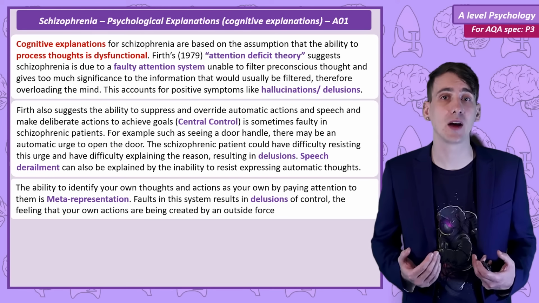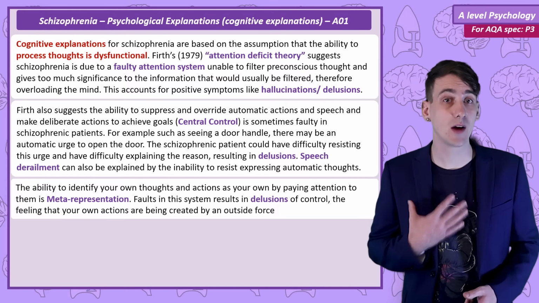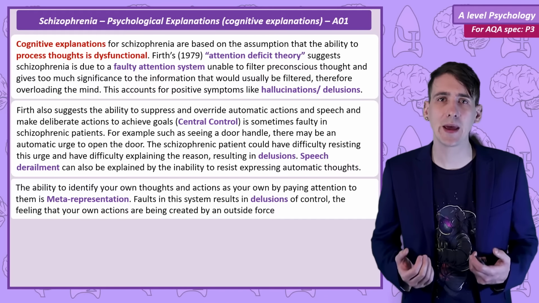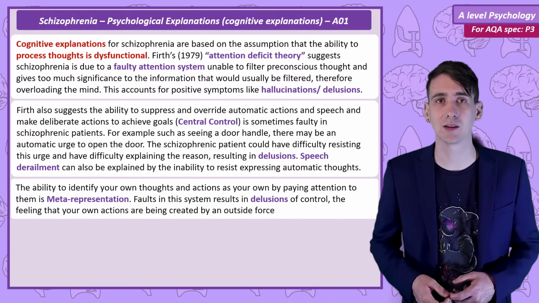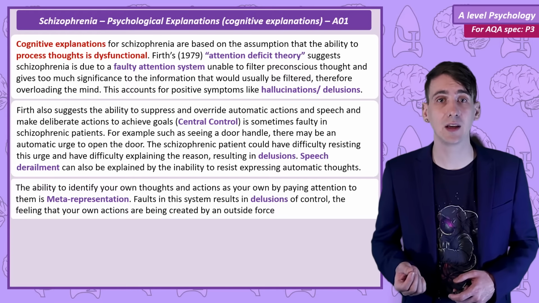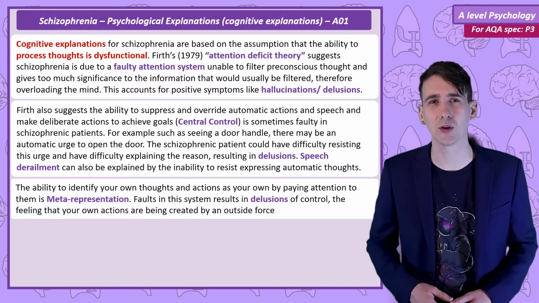Meta-representation is how we identify that we are responsible for our own thoughts and actions. If I make a decision, I have a sense that it was me that made it. I do that by paying attention to my own thought processes. However, if there's a fault in this process, it can result in a feeling that my thoughts and actions are being controlled by an outside force.